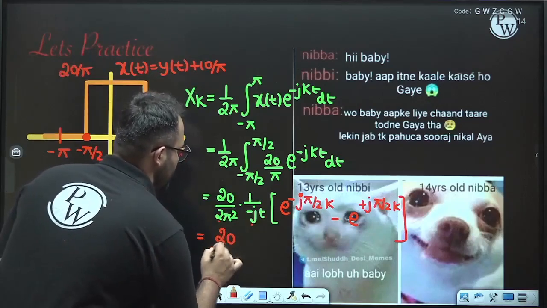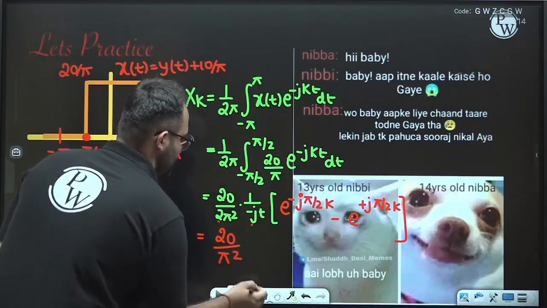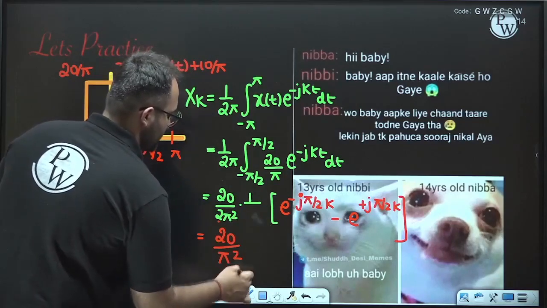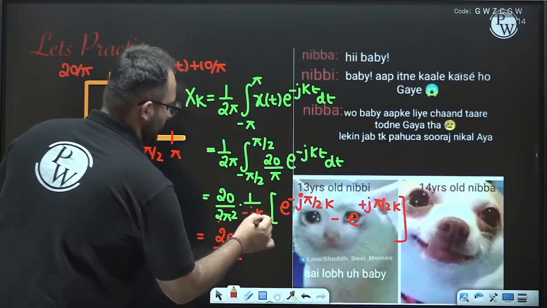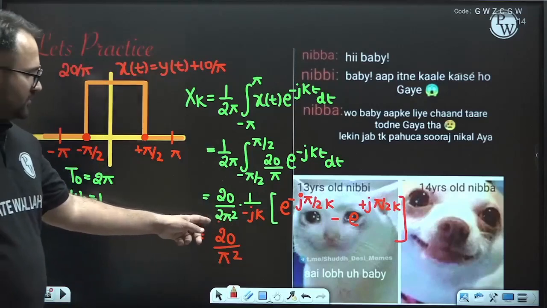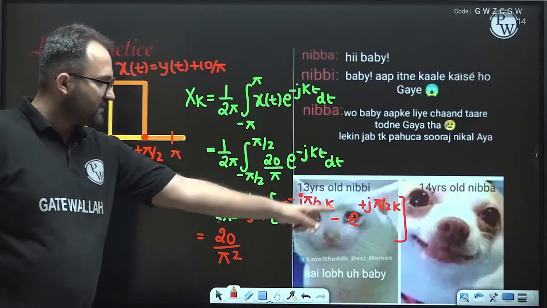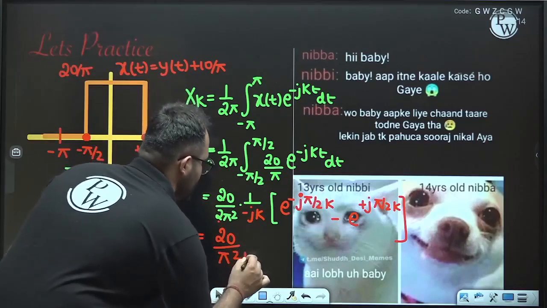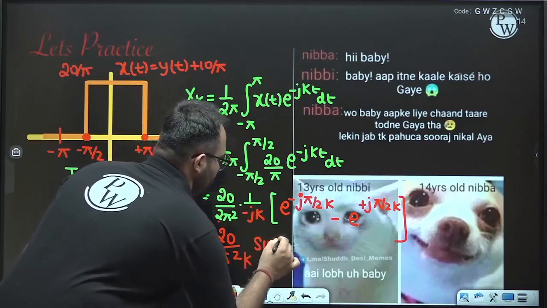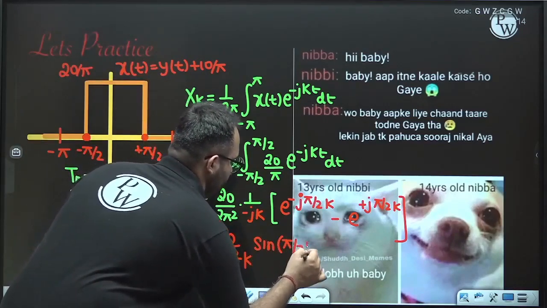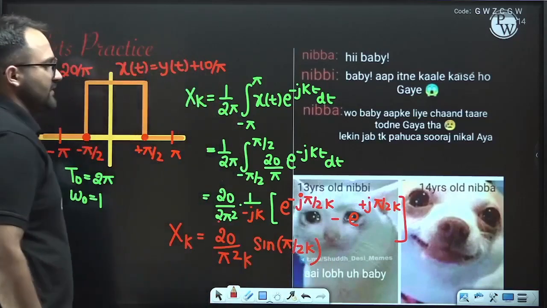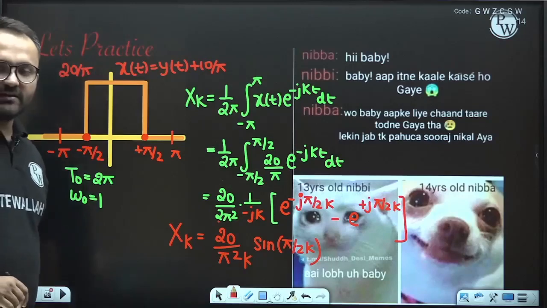We'll get 20 upon pi square, minus 20 to minus j k. Okay, so minus 2j and this term will give us a sine theta, and pi square k will be in the denominator, sine of pi by 2 k. Okay, so this is your xk. I hope all of you are able to get this.